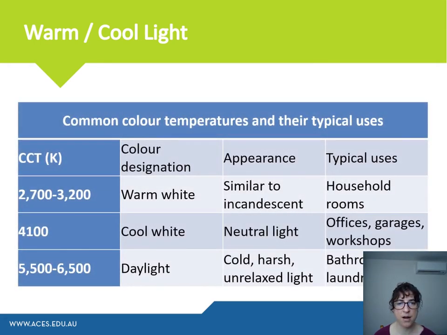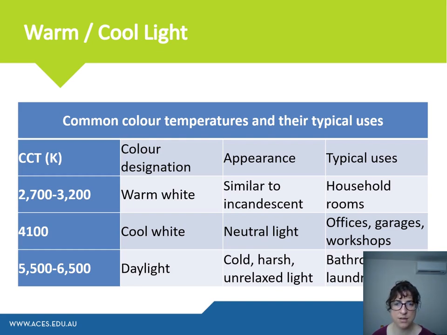So this is looking at the kelvins and at what daylight is and the typical time that we'd want that. So bathroom, laundry, and the kitchen as well would be more of that daylight. Your cool light is your natural light, but that's 4,000 Kelvin, which is still too harsh, really, for anything after dark.